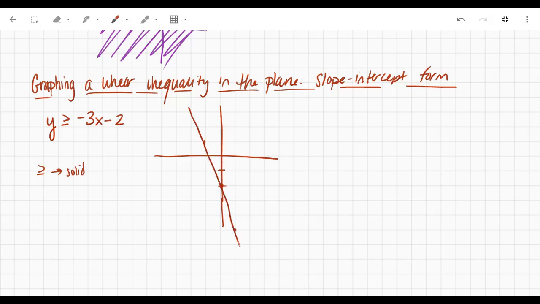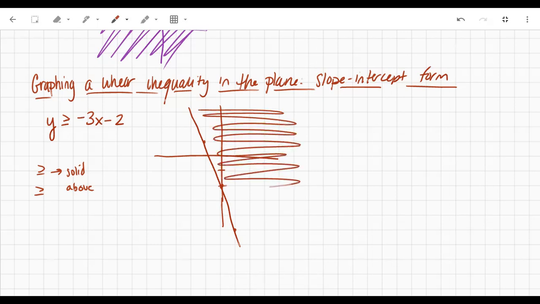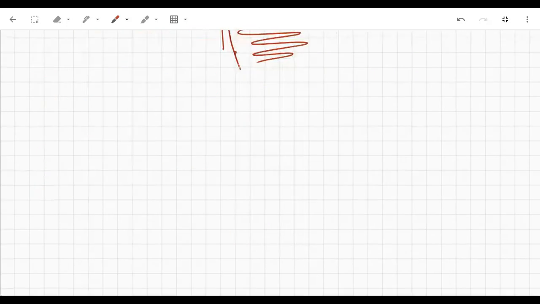All right, and then the way this one is set up, it has y is greater than, so we can shade above that line. Okay, since it's greater than or equal to, that means we shade above. So just like that. Okay, if it was less than, we'd shade below. All right, next one.